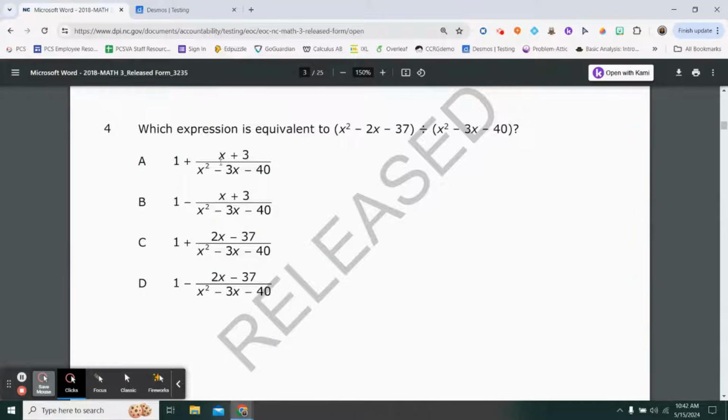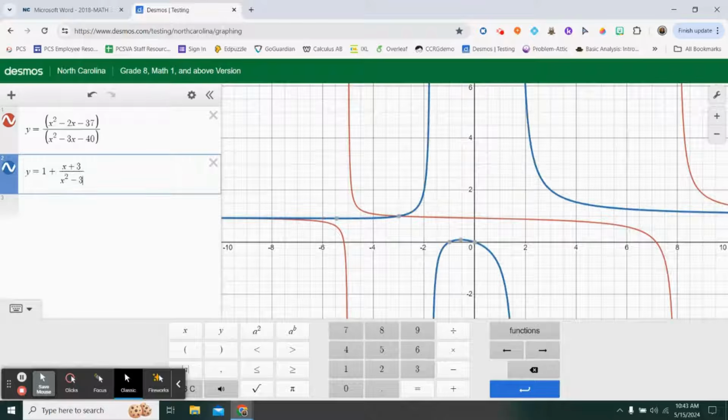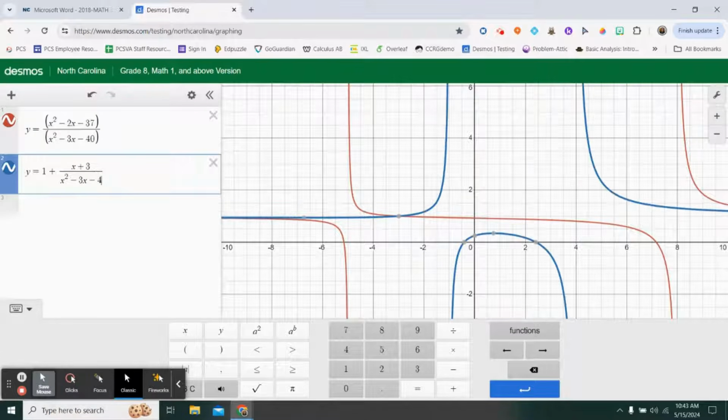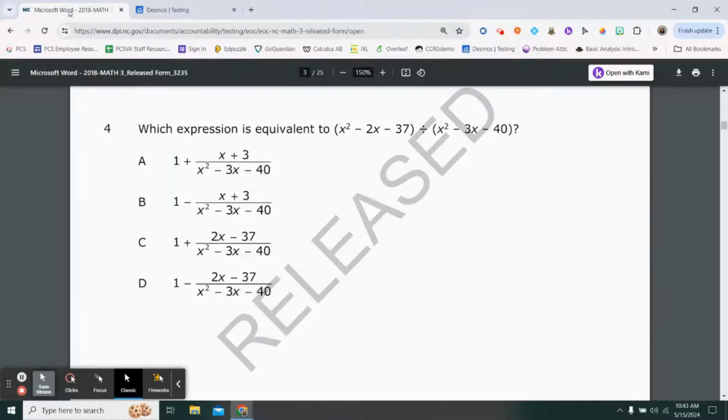All right, so now I am going to see which answer choice matches up. The way that I do that is I am just typing in each answer choice. So I have 1 plus a fraction: x plus 3 over x squared minus 3x minus 40. And I want to know if it overlaps. Wow, I got lucky on the very first try. Answer choice A fully overlaps the problem. That is the answer. Okay, that's all I have to do.